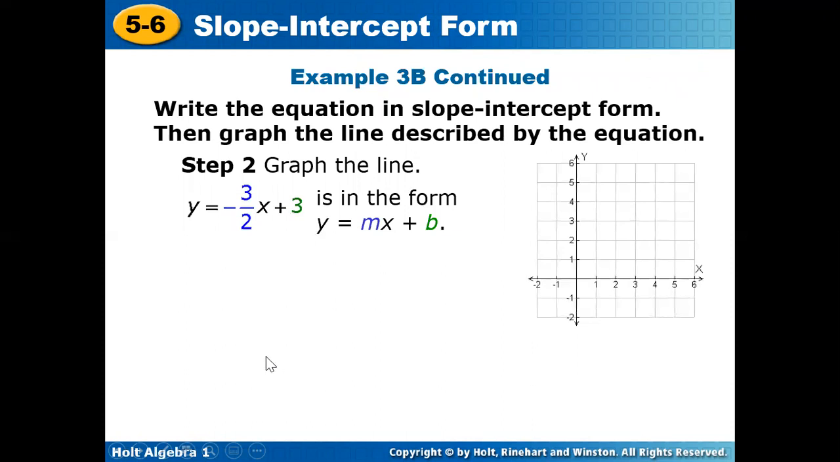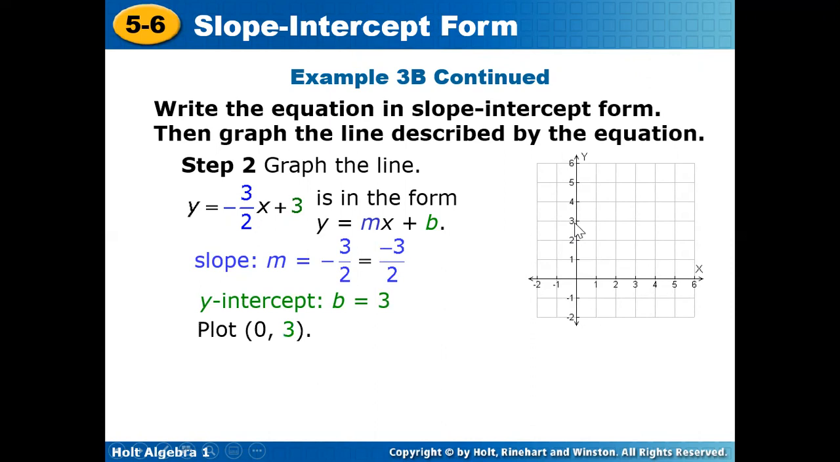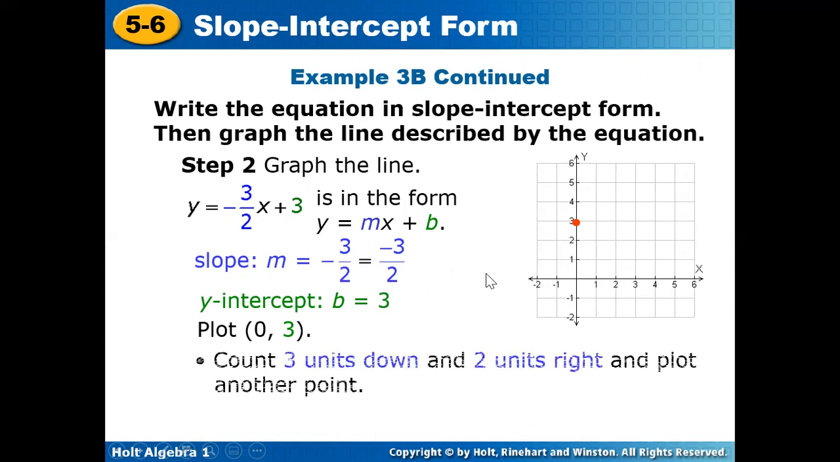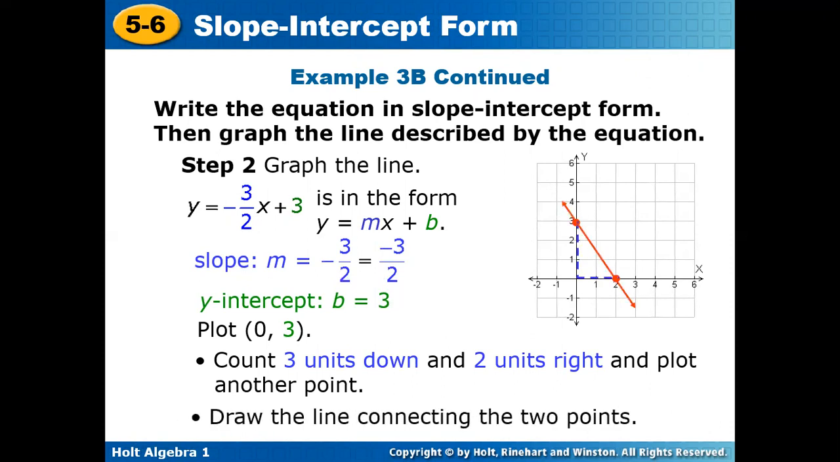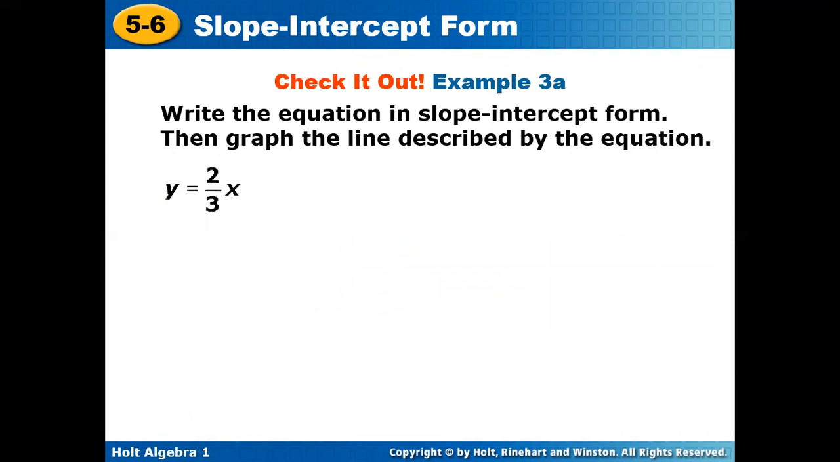In order to graph a slope-intercept form equation, we are going to plot our y-intercept, which is positive 3. And then we are going to use our slope, negative 3 over a positive 2. So we're going to go down 3, and we're going to go 2 units to the right. And we are going to plot another point. And then we're going to draw in our line connecting the 2 points. And that is graphing a line when we have an equation in slope-intercept form, right?